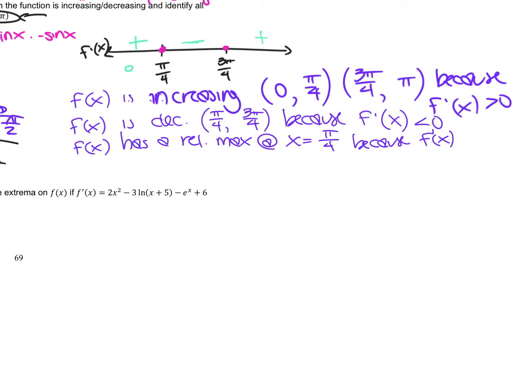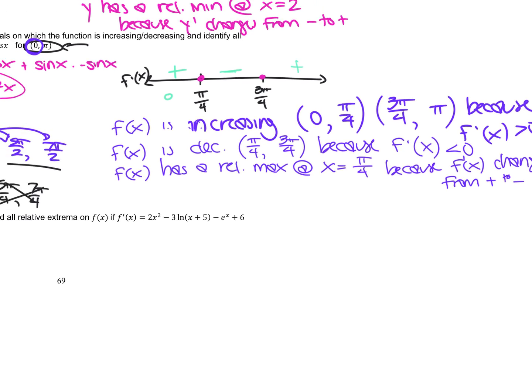F prime of x. I know. See what I mean about the notation? You're making statements about the original, but your reasoning is because of the derivative. So it's tricky to remember which. A relative max of what? Well, we don't know what the relative maximum value is. Oh, okay.